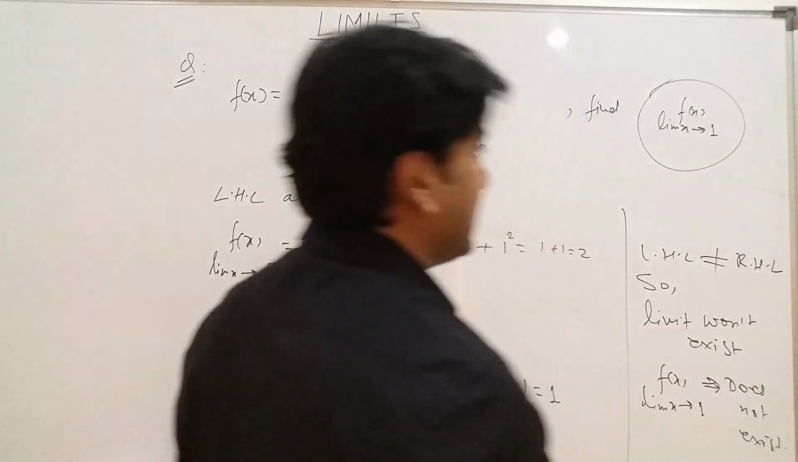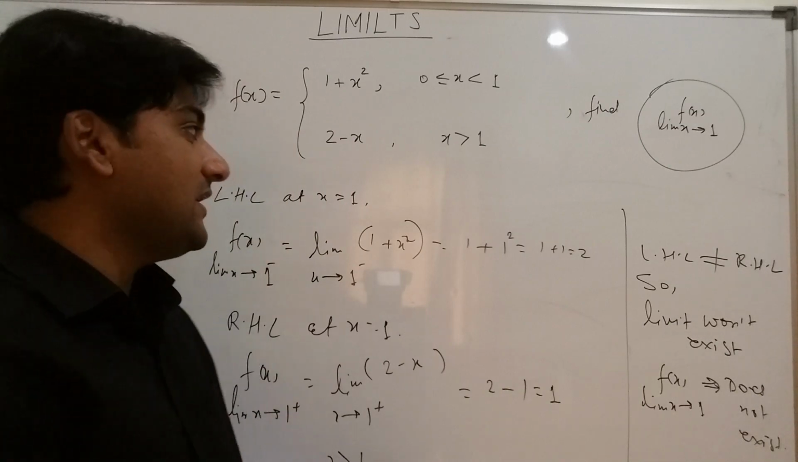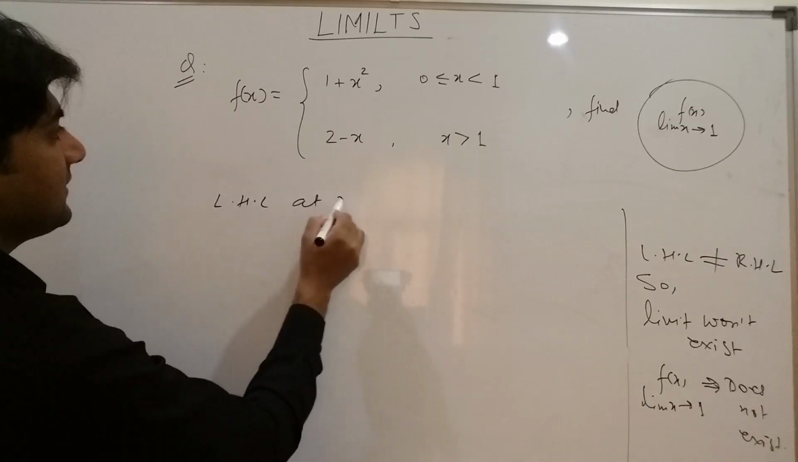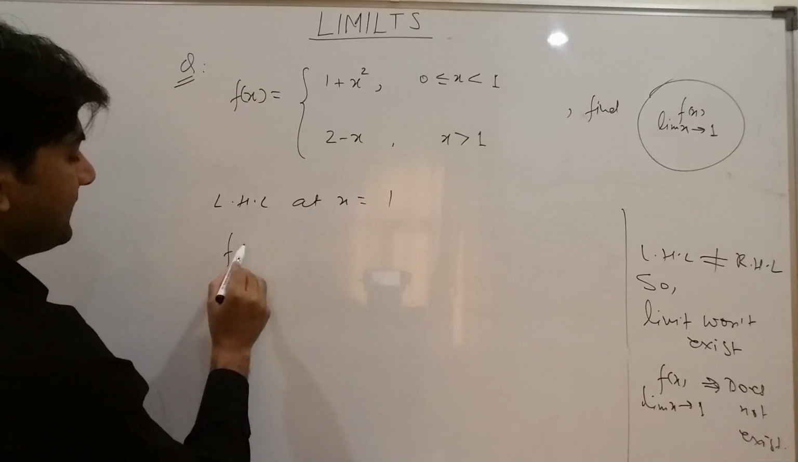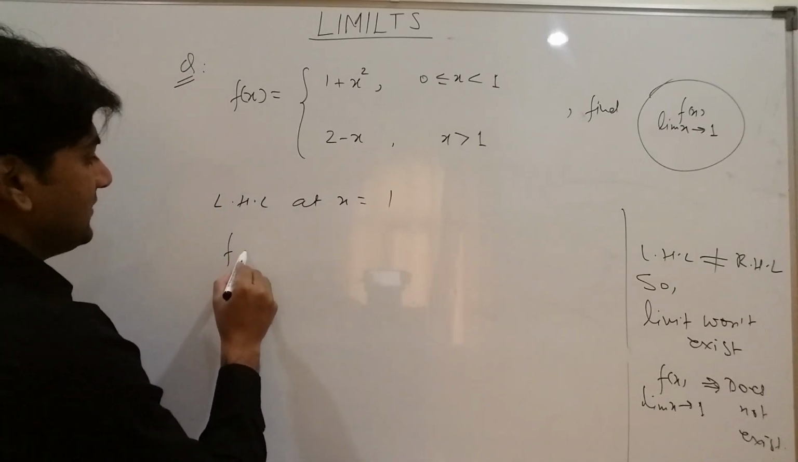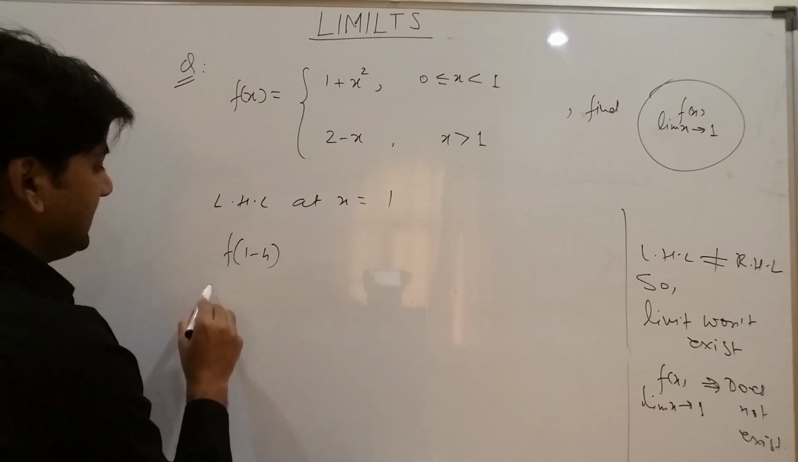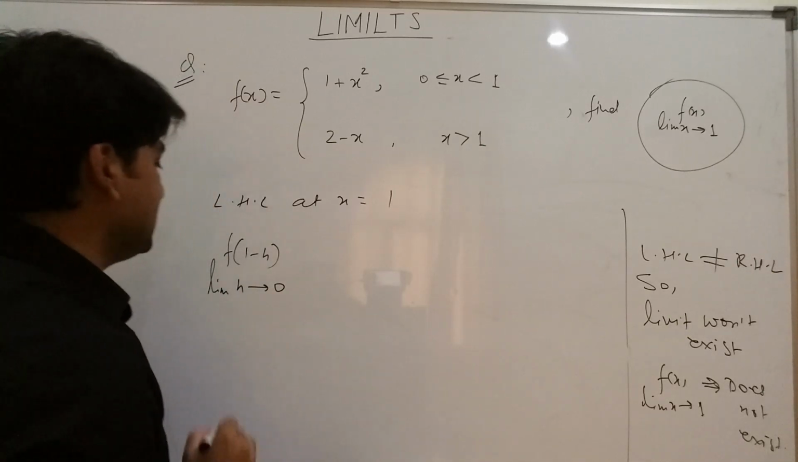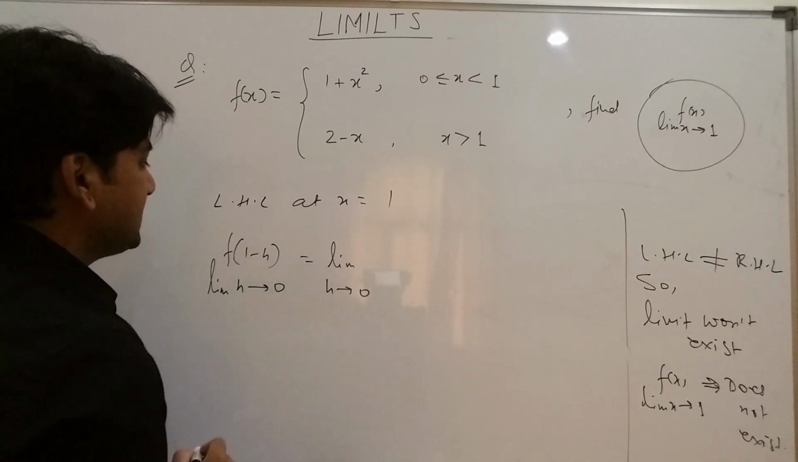Okay, does not exist. The answer would be does not exist. Now we can understand this by another way of writing. Another left hand limit at x equal to 1 was f of a minus h, in the definitions. So f of 1 minus h, when limit h tends to 0, right? 1 minus h, when h tends to 0. So this time you will write limit h tends to 0.